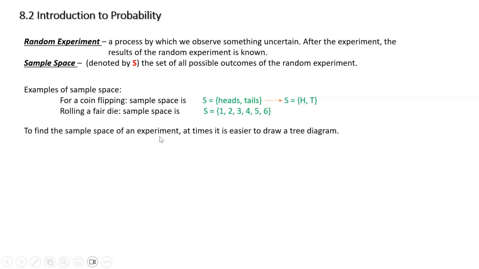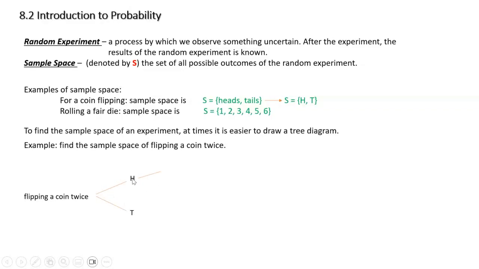Okay, now to find the sample space of an experiment, at times it's easier to draw a tree diagram. This is what I mean. Find the sample space of flipping a coin twice. Okay, so here we go. Flipping a coin twice. There's my first flip. It can be heads or it can be tails. This is my first flip.